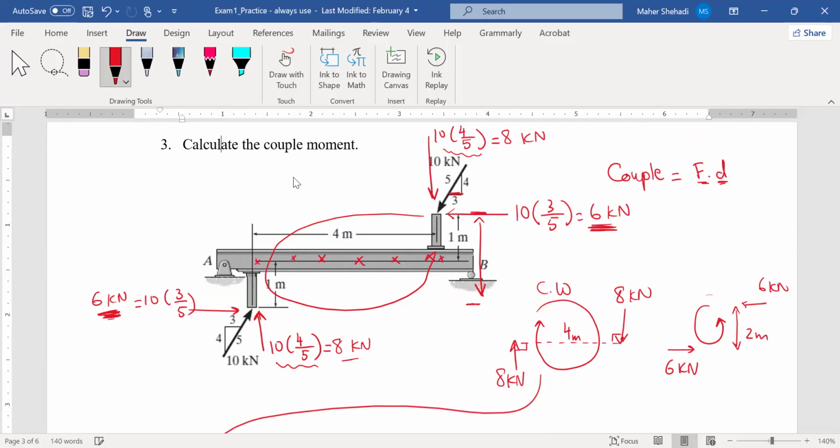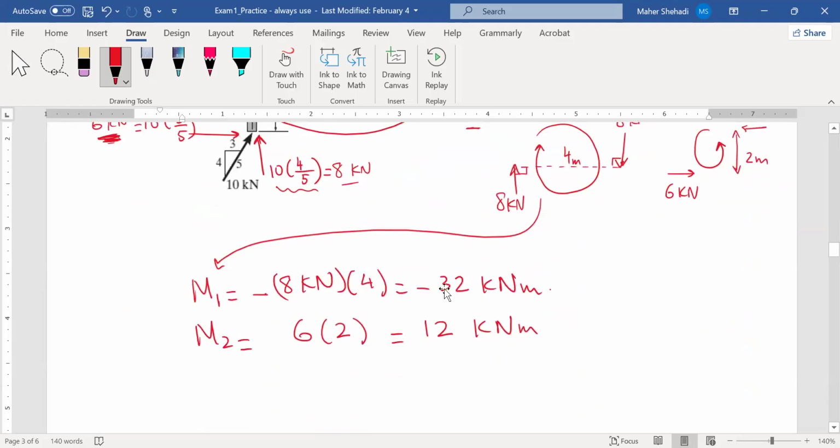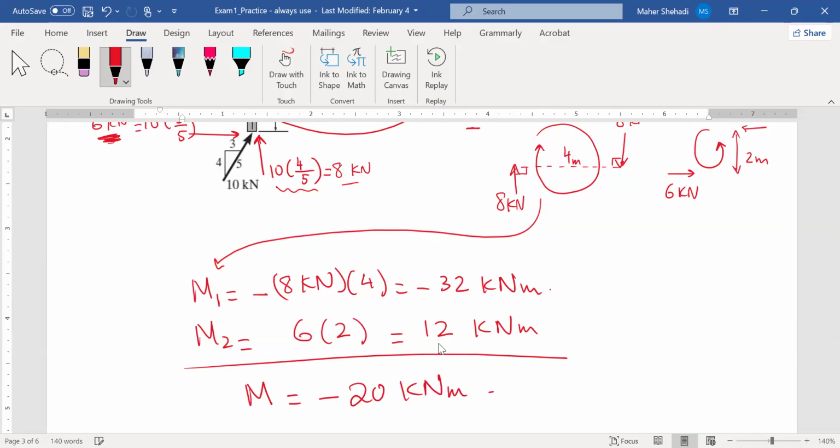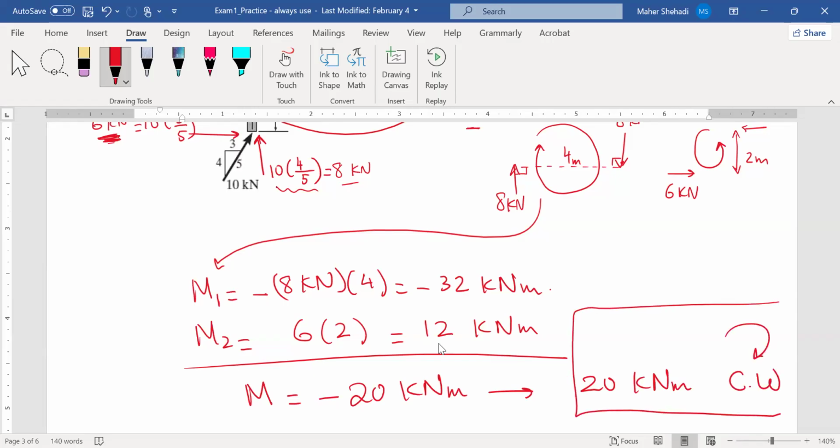So you have to know that I have two moments or two couples, and they're going in opposite directions, and we can see it in the sign. So the total M at any point is minus 20 kilonewton meter, or you could say 20 kilonewton meter in the clockwise direction. This or this one.